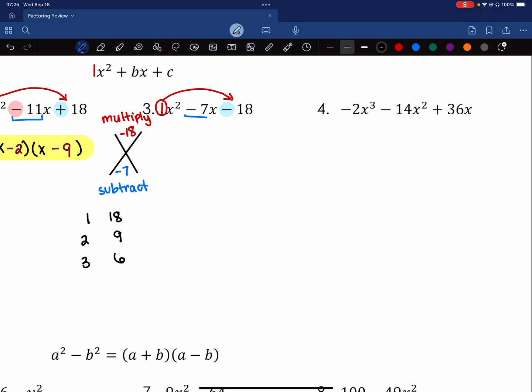If I do 1 minus 18, that's a negative 17. If I do 18 minus 1, that's a positive 17, so that's not it. If I do 2 minus 9, that's a negative 7. That's what we want, so the 9 needs to be negative. So now we can go to our factors. We have 2 and negative 9. So we factor x plus 2 and x minus 9.